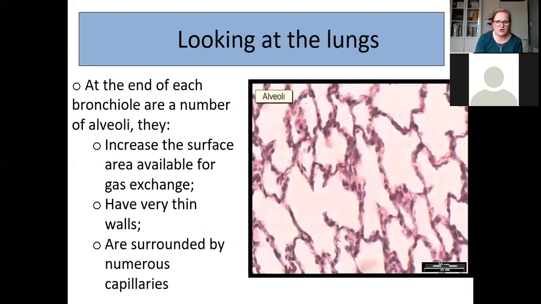So at the end of each bronchiole are a number of alveoli. Like we said, they increase the surface area available for gas exchange, have very thin walls, and are surrounded by numerous capillaries.